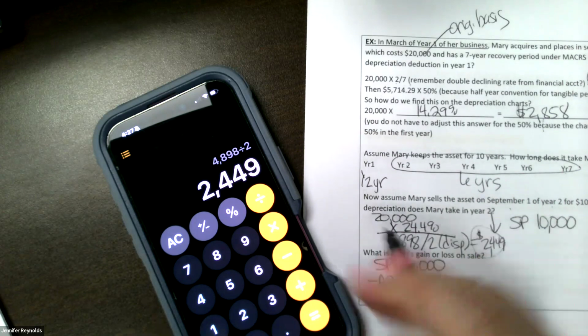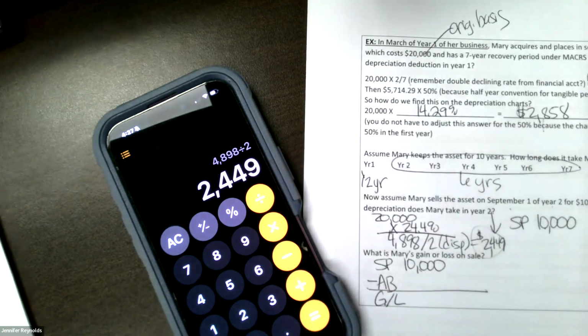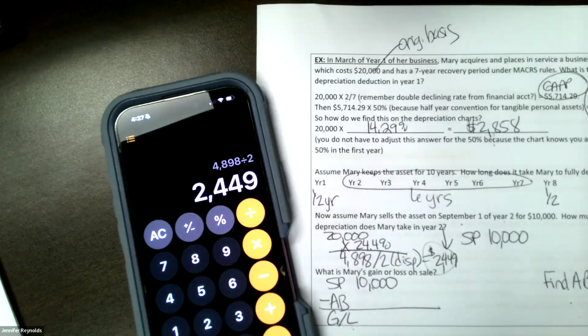Adjusted basis. So I've got to come over here and do a second calculation to find my adjusted basis. Maybe that'll help some of you guys on the test or the quiz. It's not just one calculation, it's 2 calculations. How do we find the adjusted basis? Take your original cost of how much? 20 grand. That's how much it originally cost her.